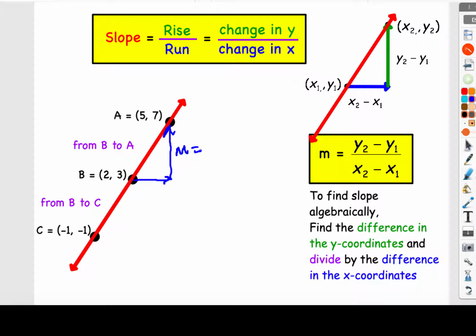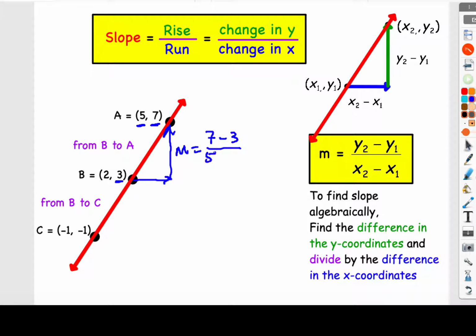But now let's go ahead and take our y coordinates. So again, I'm going to take the y coordinate from point A, right? So I'm going from B to A. So I'm going to subtract A, so 7, minus the B y coordinate, 3, over. Then I'm going to do the same thing. I'm going to take the 5 from the A coordinate.